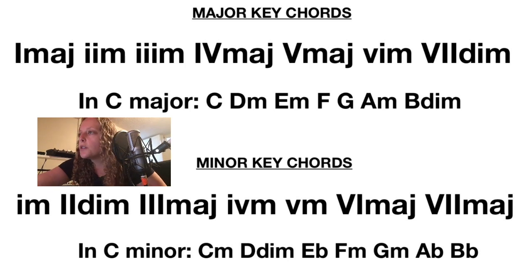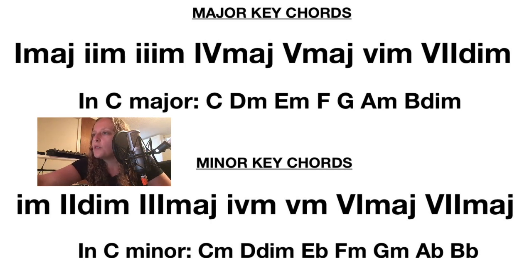So let's look at the major key first. So the first chord is always going to be major. The second chord will always be minor, hence the little m. The third is going to be minor. The fourth will be major. The fifth will be major. And then the sixth will be minor, and the seventh is diminished.